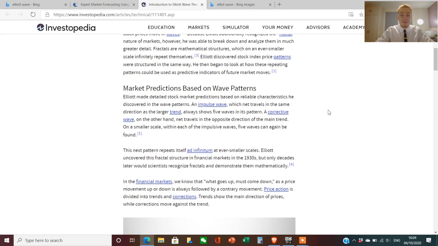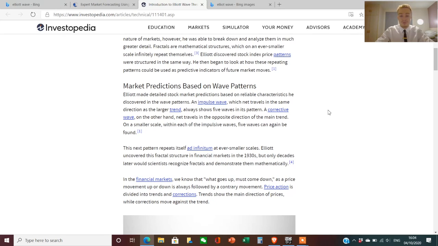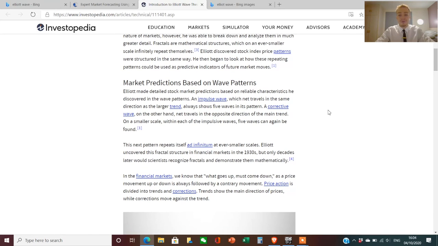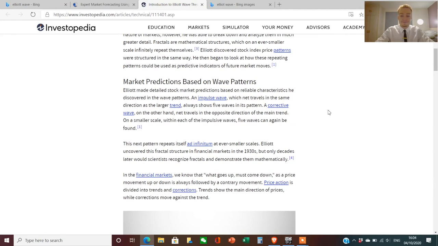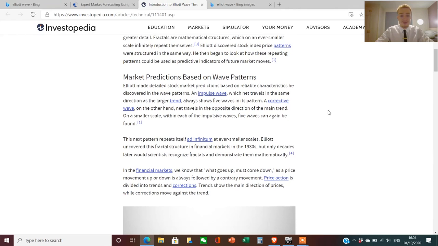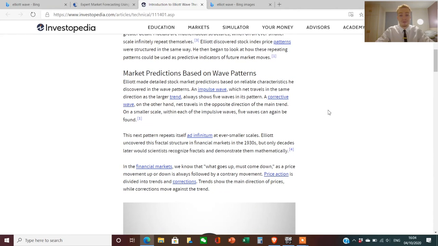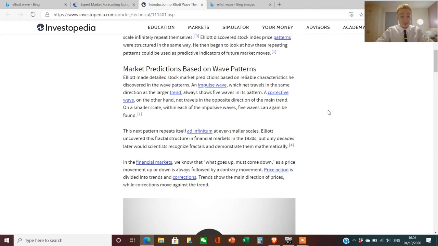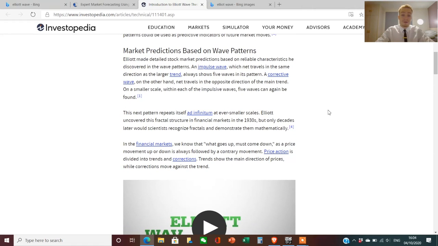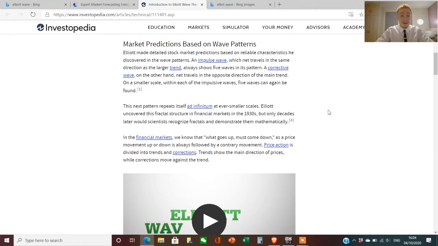Fractals are mathematical structures which, on an ever smaller scale, infinitely repeat themselves. As I said, Elliott discovered stock index price patterns were structured in the same way. He then began to look at how these repeating patterns could be used as predictive indicators of future market moves. Market predictions based on wave patterns: Elliott made detailed stock market predictions based on reliable characteristics he discovered in the wave patterns.